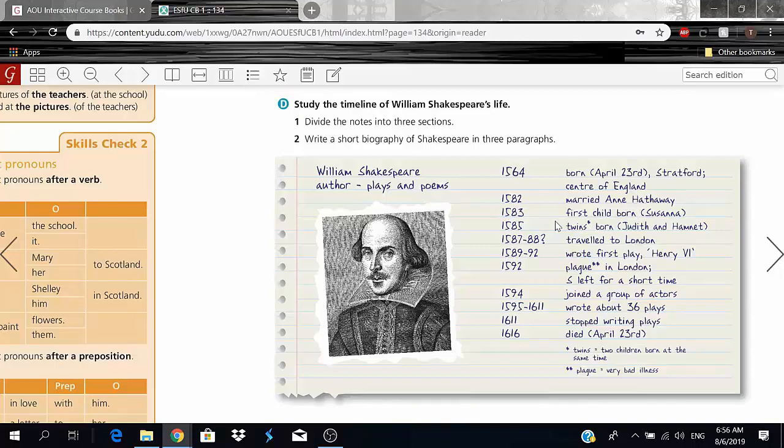Okay? And then in the middle, or that second paragraph or second part of notes, we want to get a little bit more into his life and what he has done. And then finally, for the last couple notes are basically just his life coming to an end. Okay? And yeah, I guess that's about it, guys.